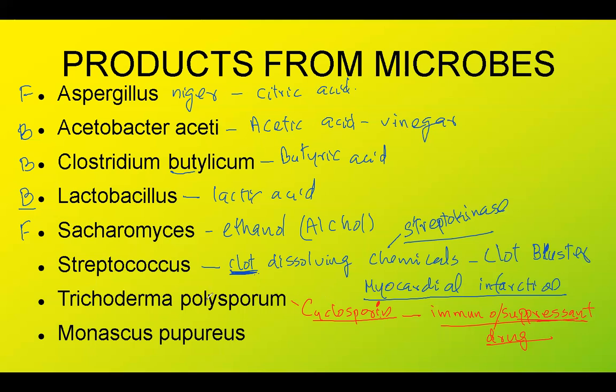Okay. Next one is again a fungus. It's a yeast, specifically speaking. But the other yeast is Saccharomyces. This is a different yeast. This is called Monascus purpureus. Monascus purpureus produces a chemical called statin.